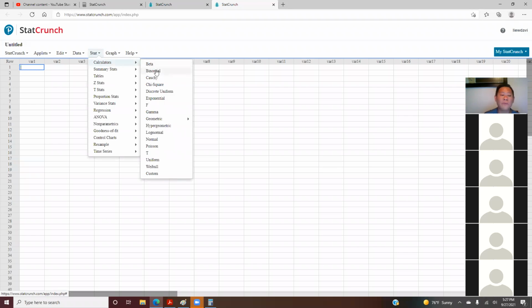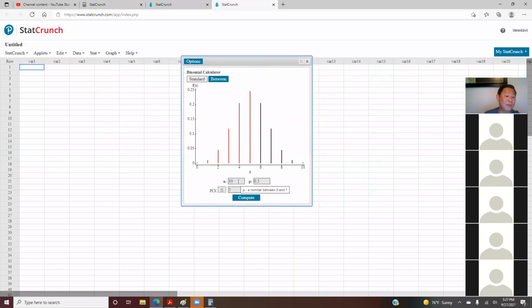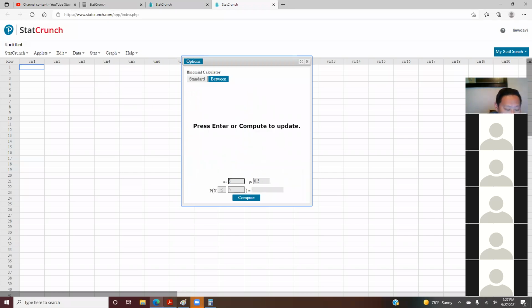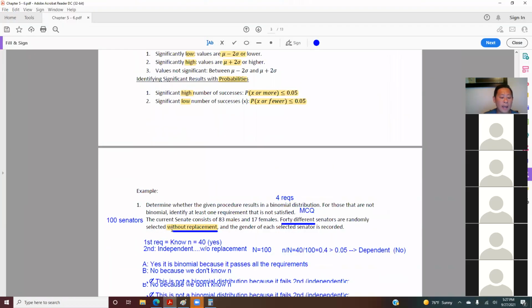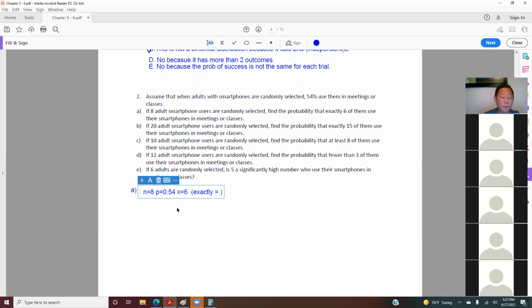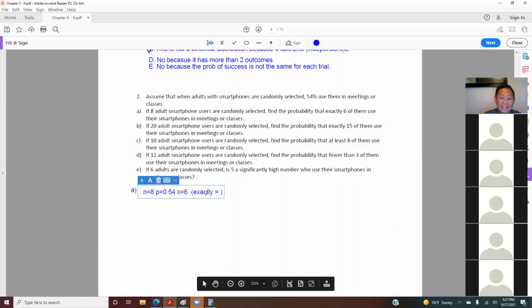Last time in 5.1, we go to custom. You know, all the way down, you see custom, that is 5.1. Now in 5.2, we do binomial, and this will pop out. So this is where you put the numbers I told you. N in this case is 8, right? So N is 8. P is 0.54, so you put 0.54 here. Then this exactly is equal, so you use equal sign here.